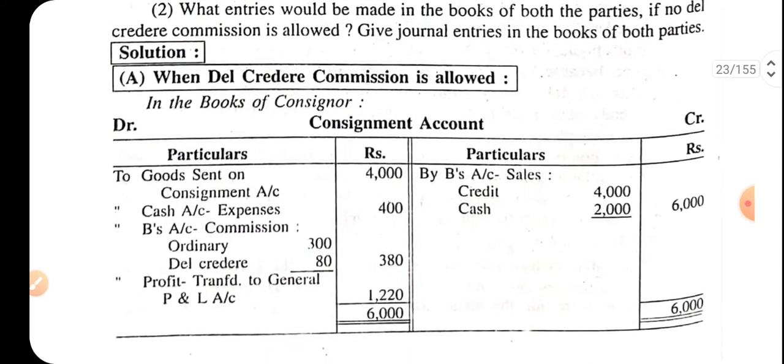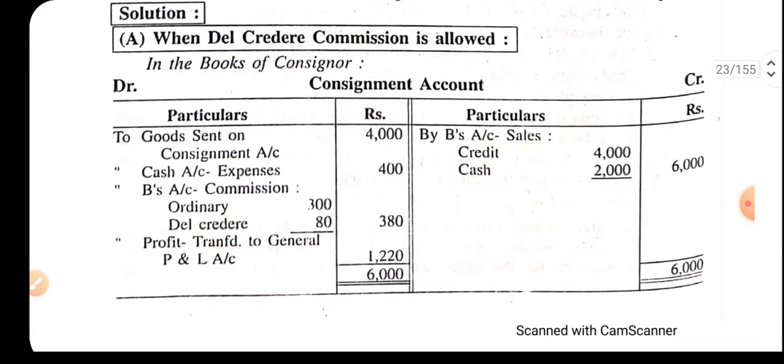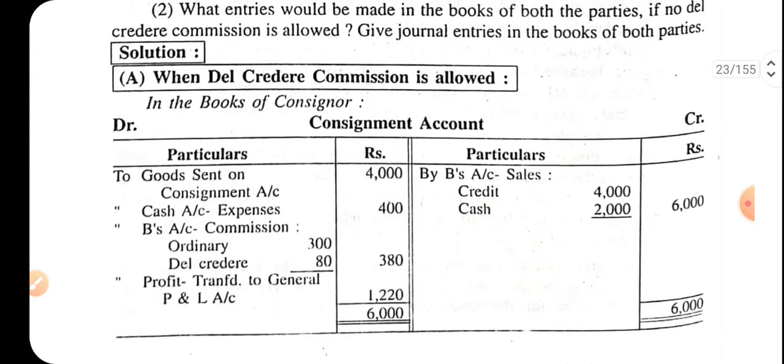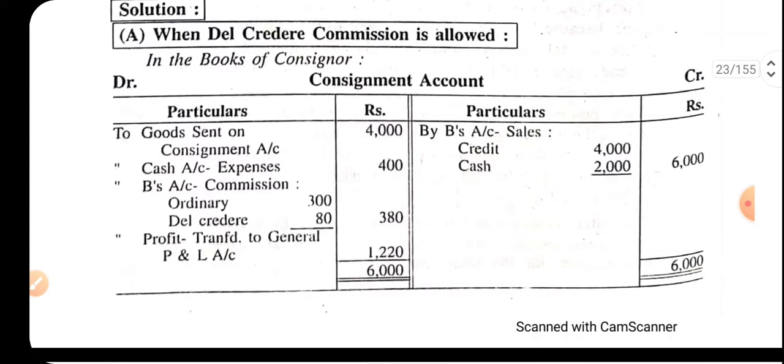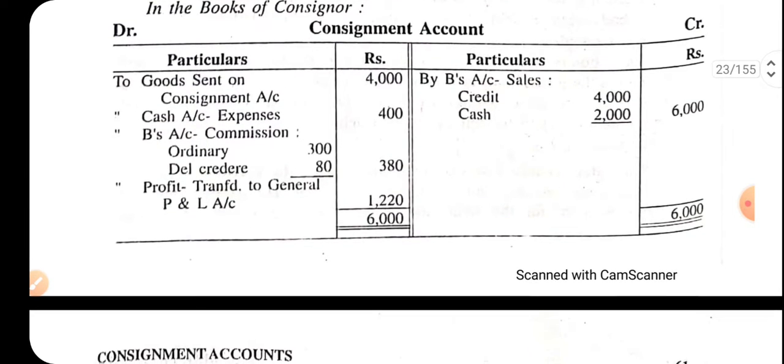So this is the form of consignment account. First of all, the goods sent by consignor. So consignment account debit to goods sent on consignment 4000. Expense paid by consignor: consignment account debit to cash and bank account. Now sales made by consignee. So consignee's account debit to consignment account. Credit side 6000. From this 6000, 4000 is credit sale, 2000 is cash sale.